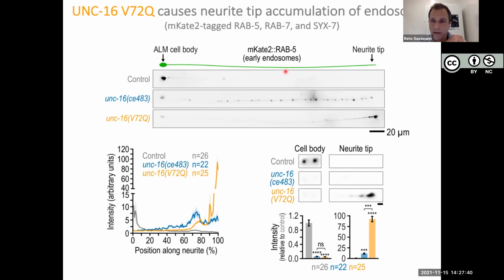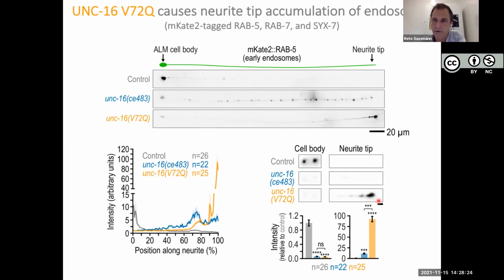The most striking example is RAB-5. In this case, the point mutation is almost a mirror image of the control. Most of the signal is now at the tip, and there's almost nothing left in the cell body. Again, you can see this by plotting the fluorescence profile along the neurite. I had to split up the y-axis here for you to see that in the knockout, you do have a general increase in signal in the neurites, but that is dwarfed by the accumulation at the neurite tip in the point mutation. And again, you can see that when you zoom in to the cell body or the neurite tip.